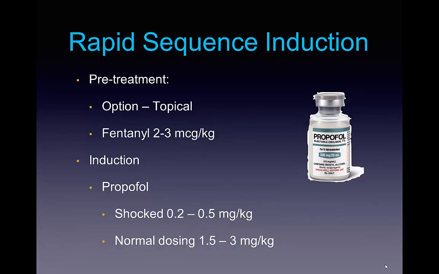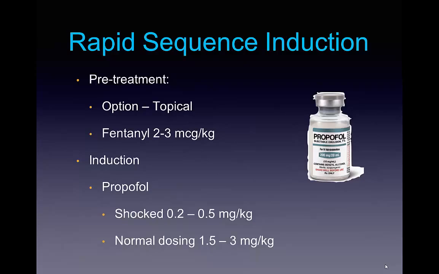Subsequent to the systemic opioid, the induction agent can be given in succession. Now, in the case of propofol, it does not provide any analgesia itself, and hence the pre-treatment step is very important. Other agents do provide analgesia. Propofol is a fairly rapid-acting agent, and again, in the shocked patient, the dose is very different. Normal dosing of propofol is 1.5 to 3 milligrams per kilogram. However, in patients that are shocked, the dose will be changed to approximately 0.2 to 0.5 milligrams per kilogram. Therefore, for the case of our patient, assuming 100 kilogram weight, we will give 0.5 micrograms per kilogram or 50 micrograms of fentanyl, followed by a bolus push of 20 milligrams of propofol for a titrated effect.